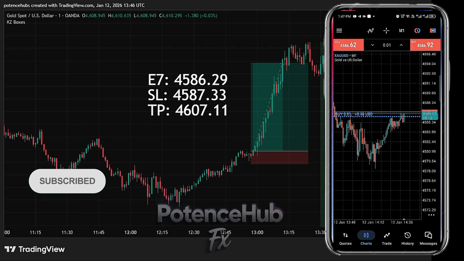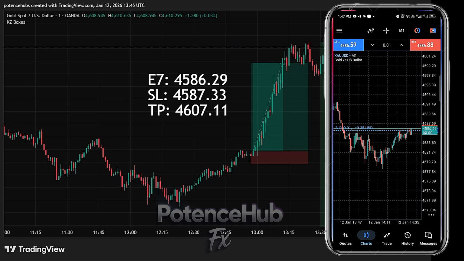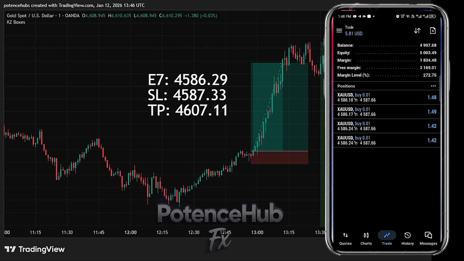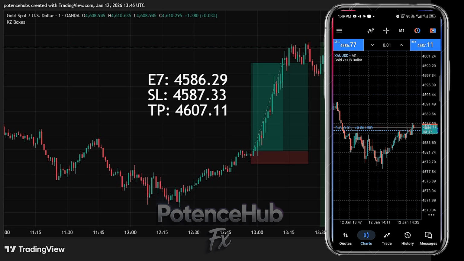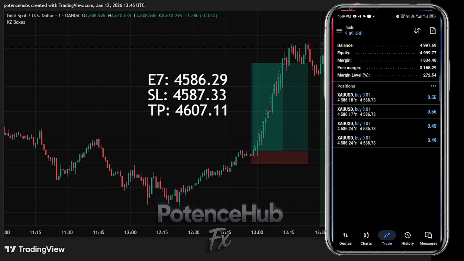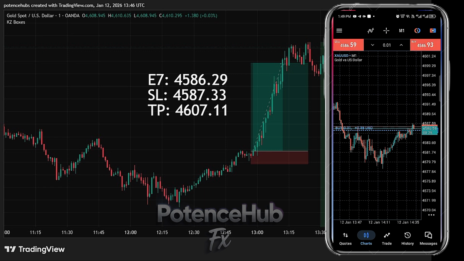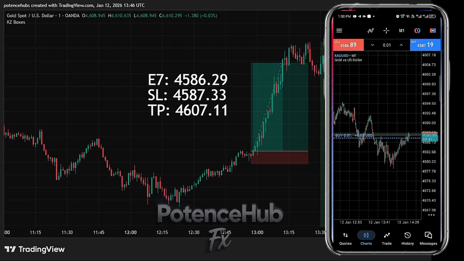As you can see, having entry point at 4586.29, and we also have a stop loss placed on 4587.30, and our TP, which is our take profit, is actually in the margin of 4607.11. So this is actually what the trade later turned out to be. Actually going to be leaving this so you would see what the trade is going to be at the end of this video.